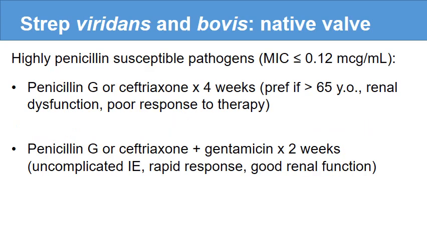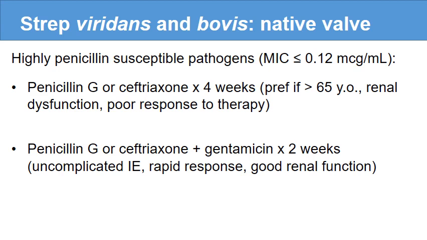So our first organisms that we'll look at are strep viridans. Remember, viridans group strep is actually a group of multiple types of strep, but they belong to a similar grouping because they have similar presentations and similar characteristics. And strep bovis, again, that's also known as strep gallolyticus. So these two organisms do show up a decent amount in infective endocarditis, and for that reason, the guidelines break down the most recommended treatment based on the MIC of these organisms to penicillin.